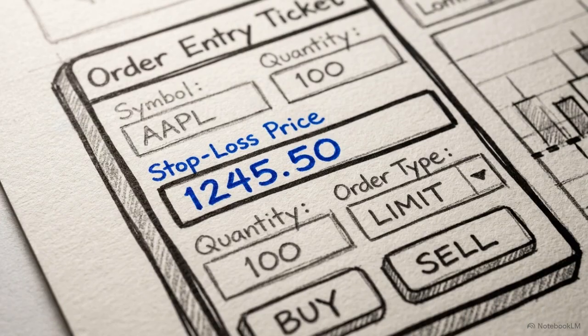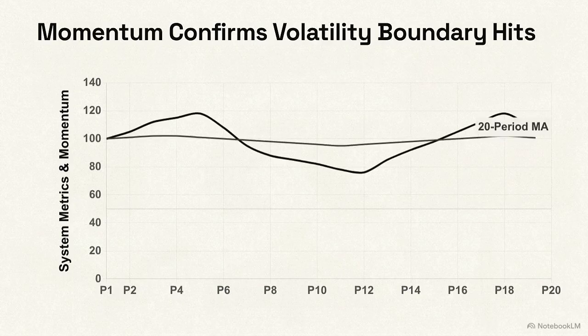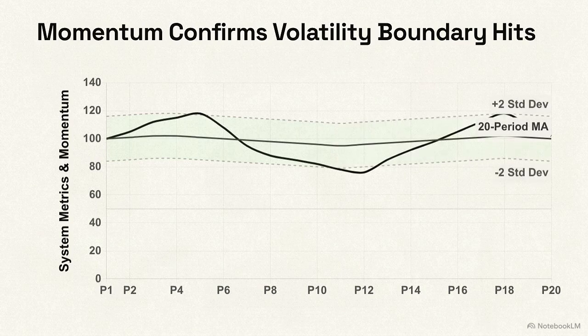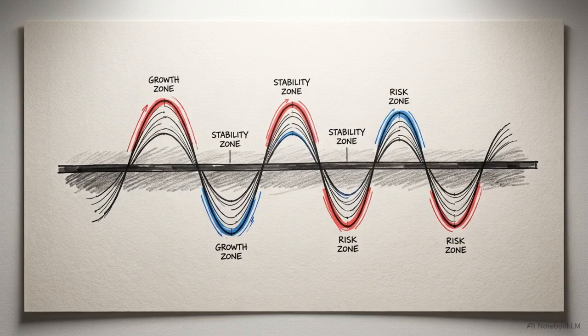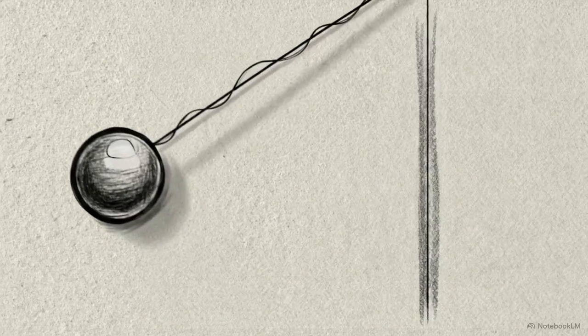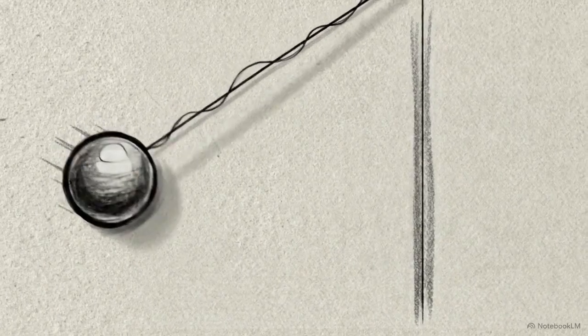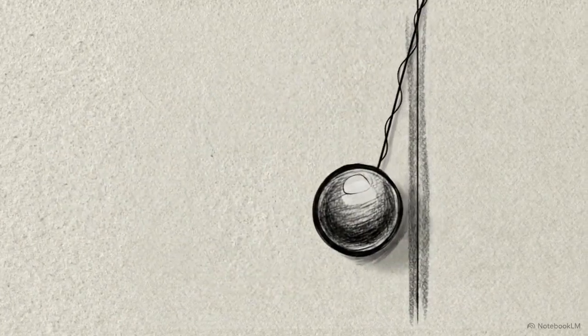Let's review the system. You establish the moving average, you box in the price action using Bollinger Bands, and you filter your entries by waiting for RSI extremes. This works because markets naturally seek equilibrium. Just like a physical pendulum swinging to a far extreme, the price is constantly drawn back to its resting position.